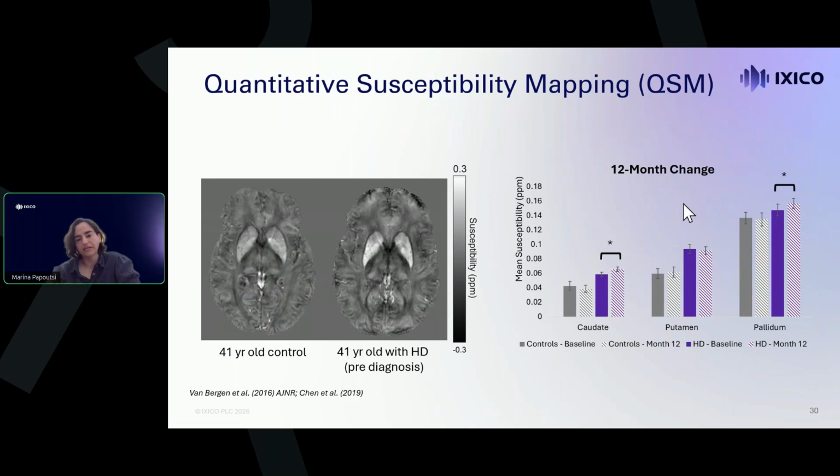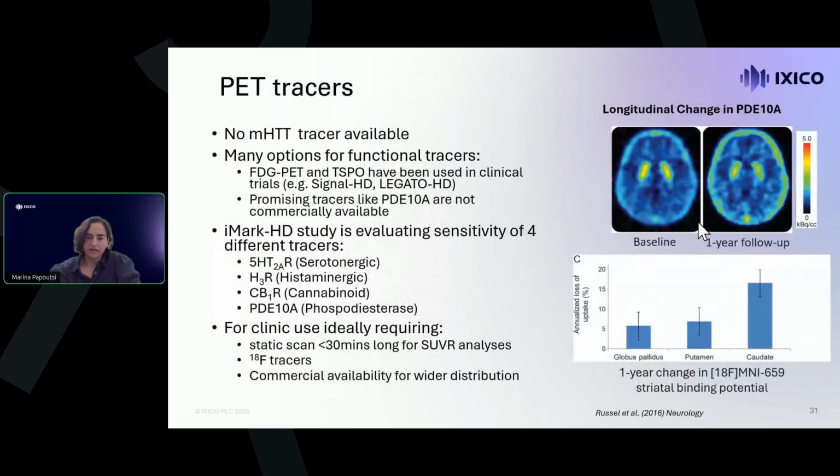So as disease progresses, the signal increases. As there's more iron released extracellularly, you've got an increase in the concentration and the QSM signal. And last but not least, we're talking about endpoints. I'm going to talk about PET tracers.